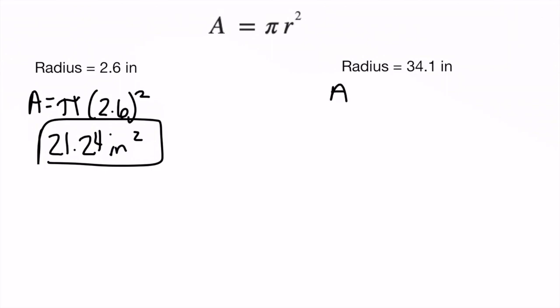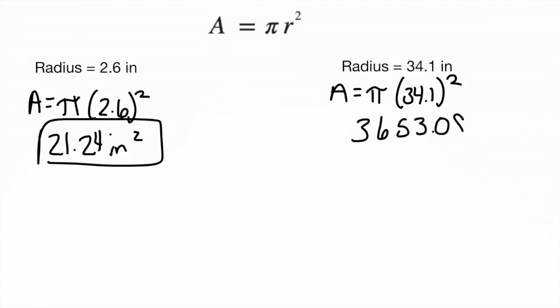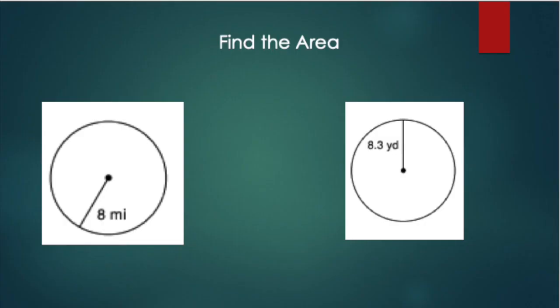And this one, area equals pi times my radius of 34.1 squared. You see how it's the same thing. Same thing over and over. With all of these, we're just going to be repeating the same thing again and again. So go ahead and try these ones on your own.